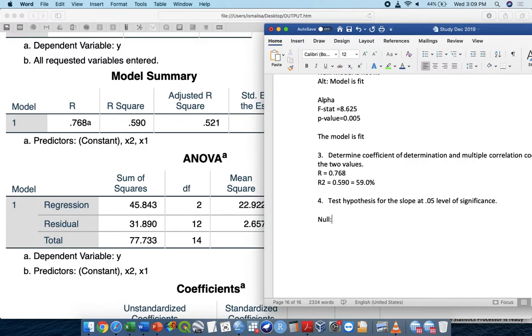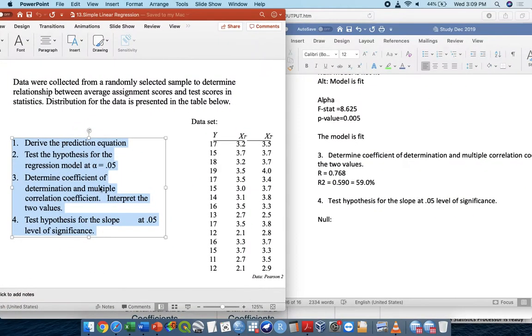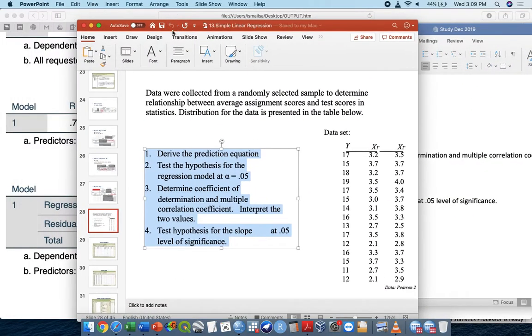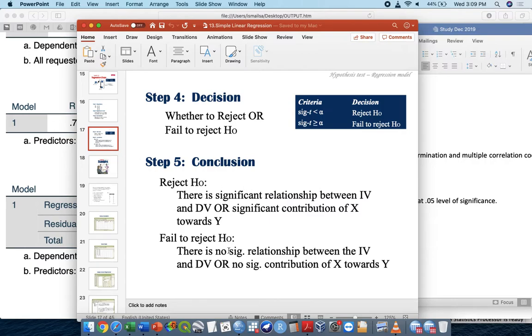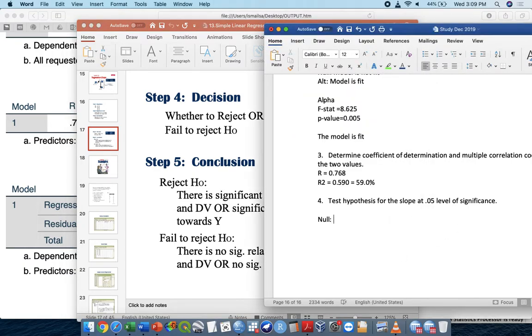What is our null? If you forgot what the null is, don't worry, you can go back to our notes and refer to it. Okay, this is our example. What is our slope? There is no significant relationship between IV and DV, or no significant contribution of X towards Y. So the null will be: there is no significant contribution of X for the Y, and you inverse it. So the alternative will be: there is significant contribution of the X towards Y.